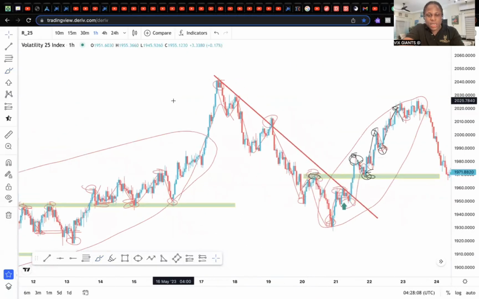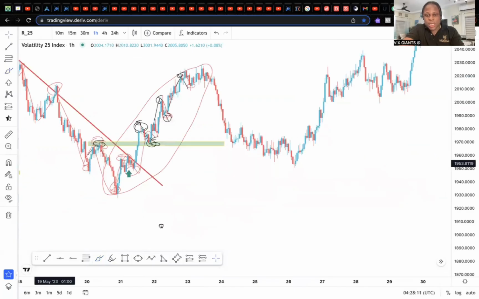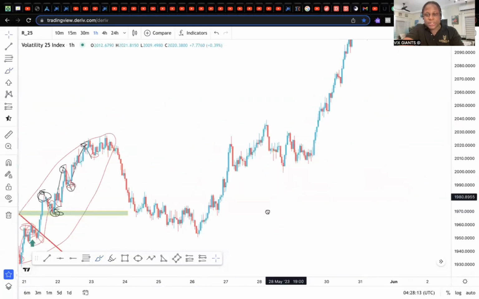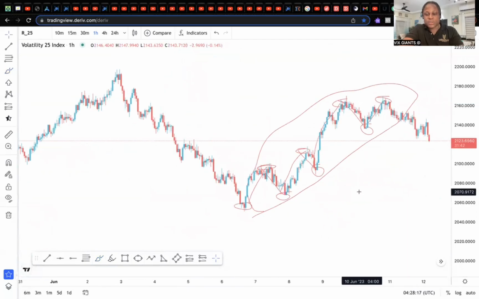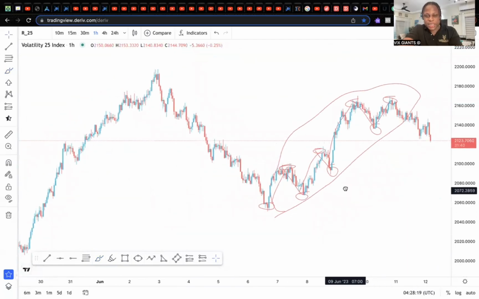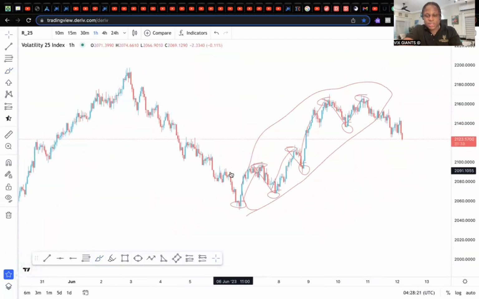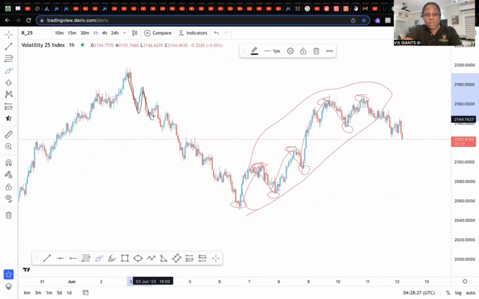So let's take a look at a few more examples in break of structure. Right here is a similar setup again. Market trending downwards, downtrend, right? Lower low, lower high, lower low, lower high, lower low, lower high.